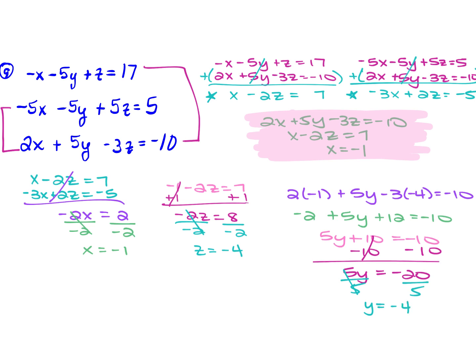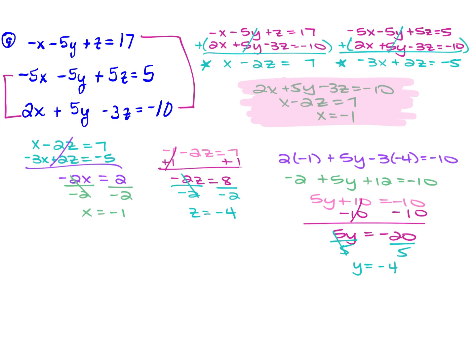So when you get x and z, you have to plug the x and the z into an original one. It doesn't matter if it's one of the ones that you chose for your row echelon or one of the other ones. So then from here, just put it into an ordered triple. That gives you negative 1, negative 4, negative 4.